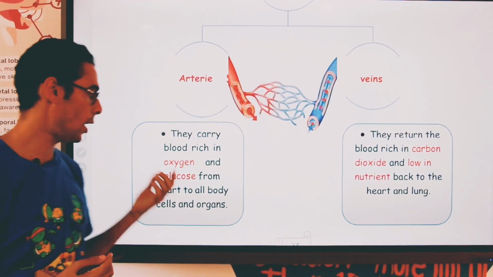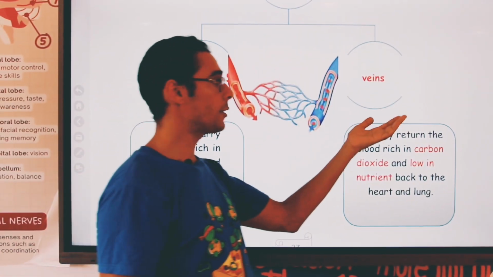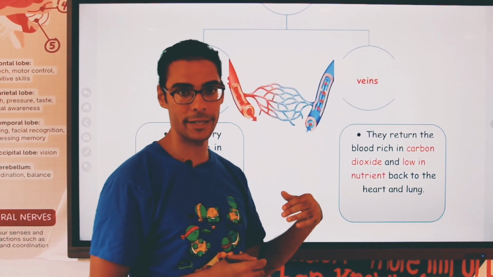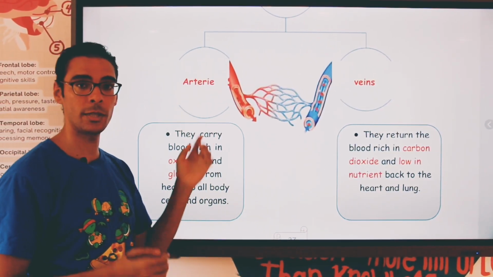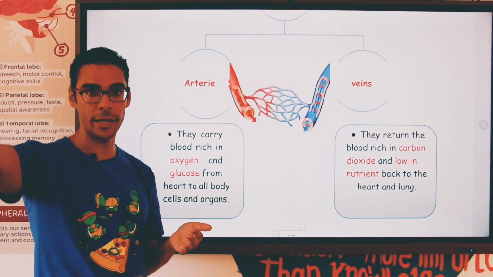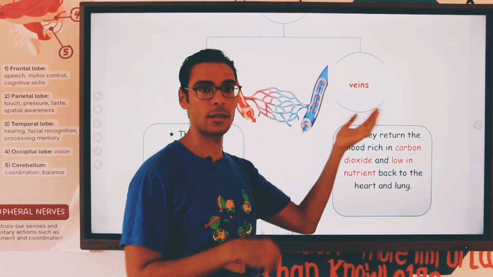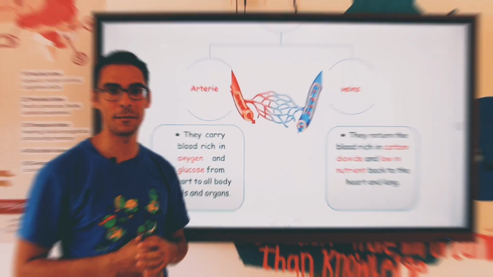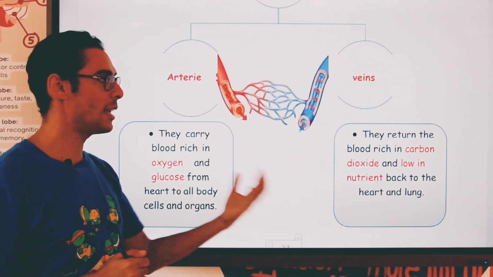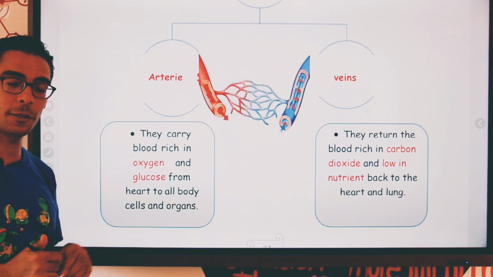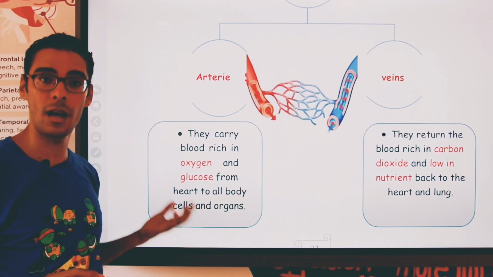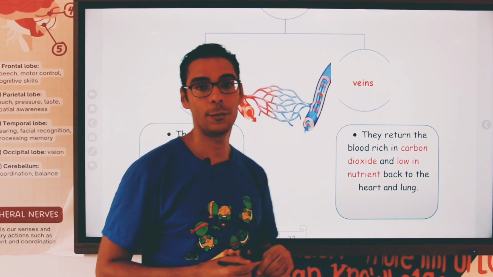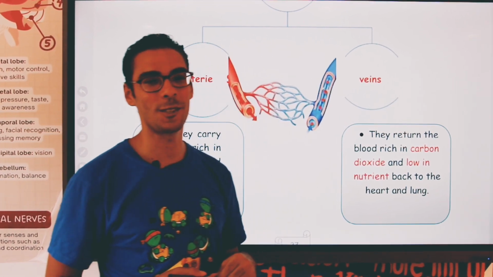Arteries are carrying oxygen and glucose. The veins are responsible for collecting the carbon dioxide with the waste back to the heart. So the direction in arteries is from the heart to all organs, but the direction in veins is from all organs back to the heart. That's the main difference between them. The second difference is in the content. Here in the arteries we can find blood rich in oxygen and glucose, but in veins we can find blood rich in carbon dioxide, or deoxygenated blood.